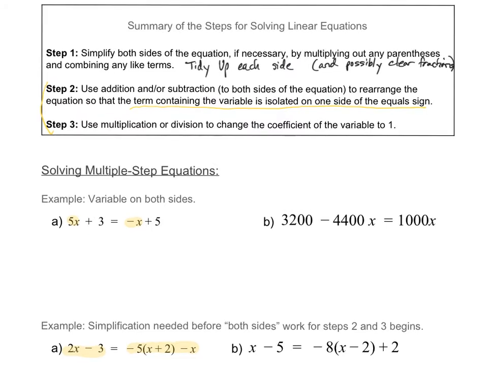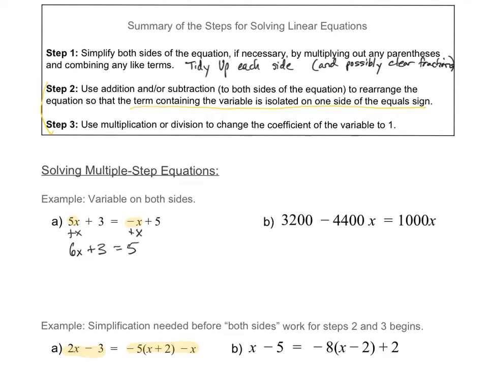So I use addition or subtraction. In this case, I'm going to use adding x to both sides. And then this becomes 6x because I added 1x to 5x. The plus 3 sticks around, nothing happened to it. Minus x plus x becomes 0 plus 5, which is 5.